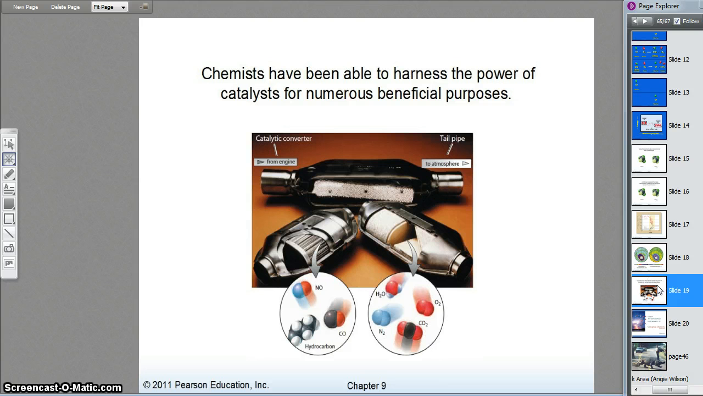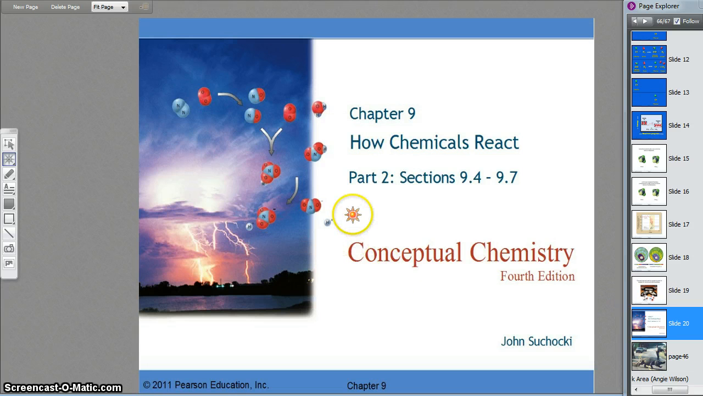Okay, so while catalysts can have some negative effects, chemists have been trying to use catalysts for positive purposes for a long time. That's why we have catalytic converters. We take things in from the engine, and you can see we have nitrogen monoxide, carbon monoxide, and a hydrocarbon. And then out to the atmosphere, we have water, oxygen, nitrogen, and carbon dioxide. So we have reactions happening inside of these catalytic converters. And that is all for Chapter 9, Section 7, How Chemicals React. This one was about catalysts.